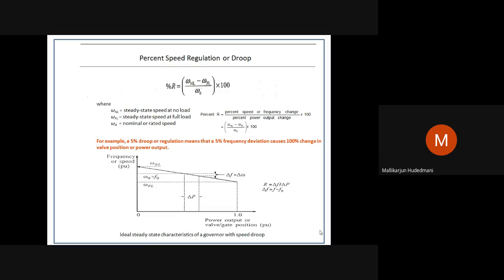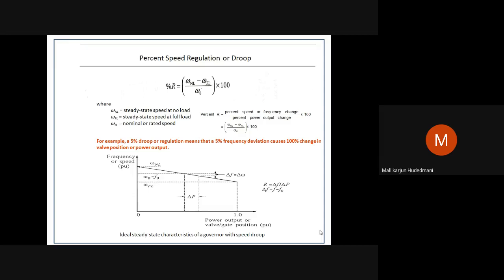Percent speed regulation or droop characteristics of governors associated with the generator. What we mean by droop characteristics, how that is represented, how that is used in control of generation from the raw material input to a turbine or operation as such.